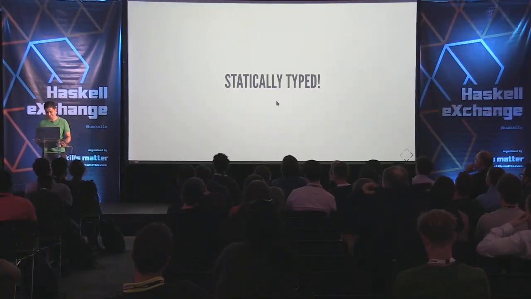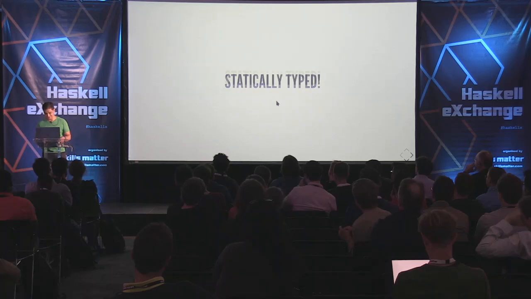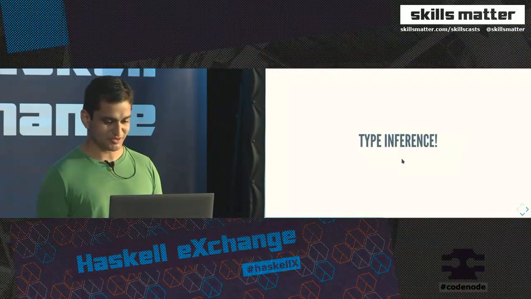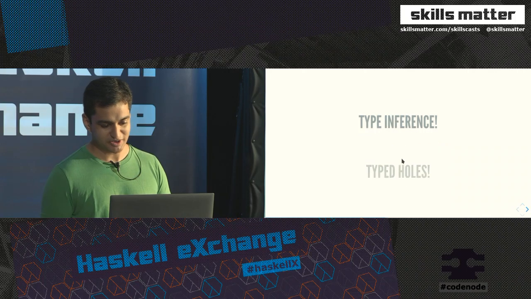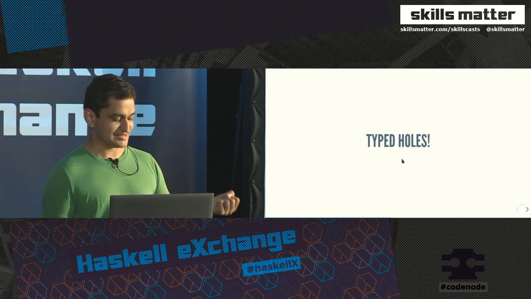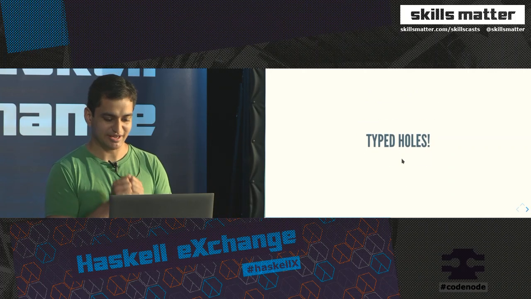So what does this mean in practice? Enter Haskell. So Haskell is statically typed, but this is nothing special. Lots of languages are statically typed. What is special about Haskell, though, is that Haskell has really good type inference, which means I don't need to annotate the program with all of the types up front. It can figure out most of them for me.